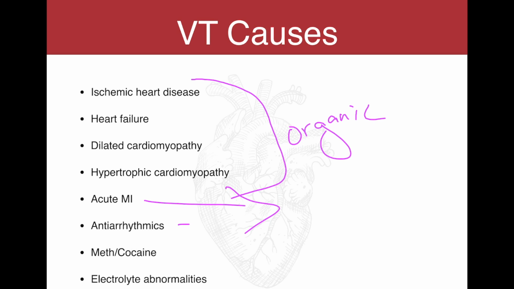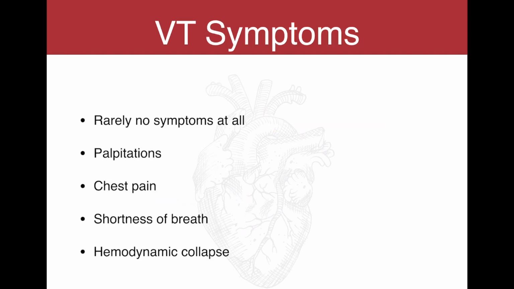Illegal medications or drugs, maybe we should call them, methamphetamines and cocaine, those can absolutely cause ventricular tachycardia to occur, as well as electrolyte abnormalities. So what symptoms do these patients have?